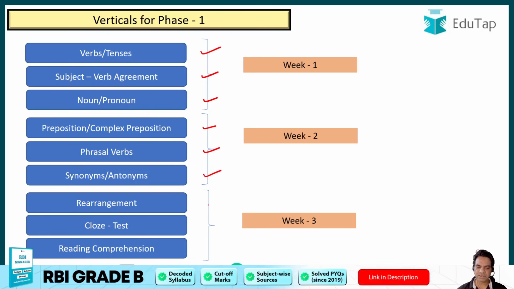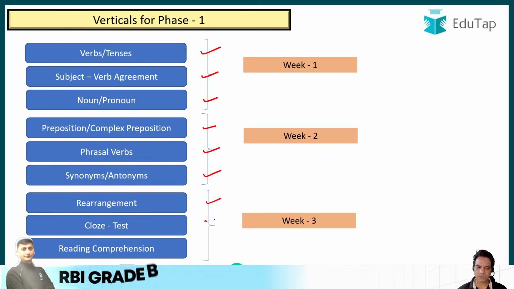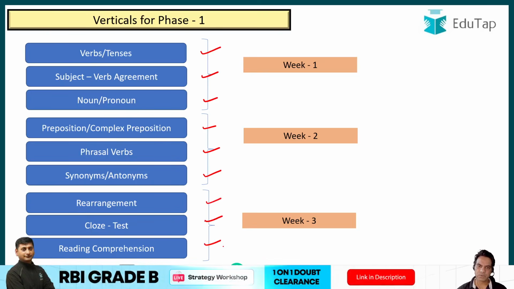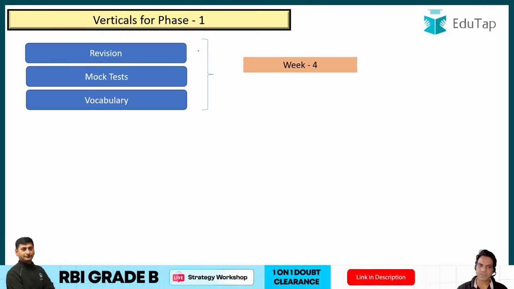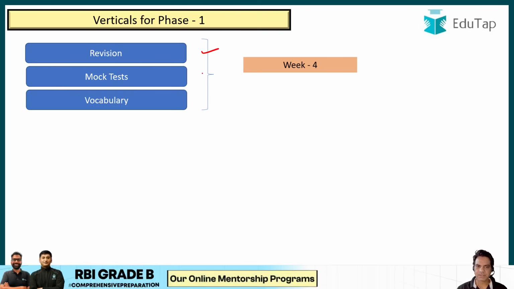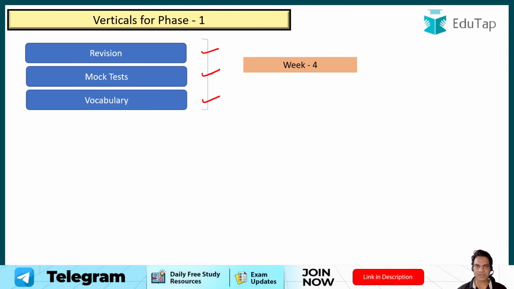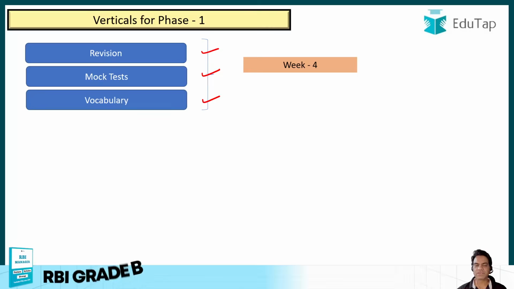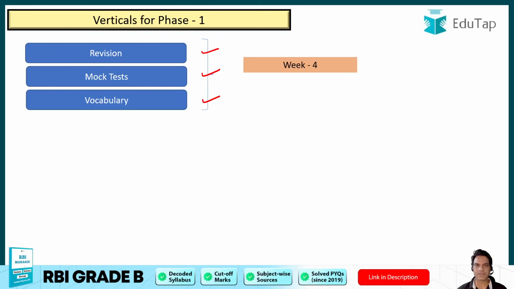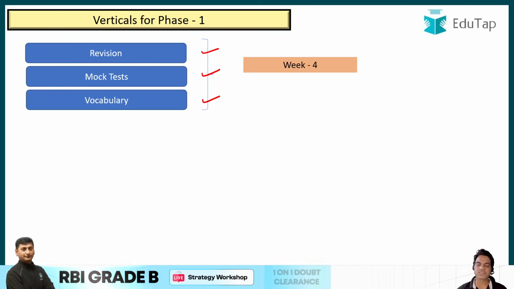And then week 3 should be about rearrangement, cloze test, and reading comprehension. Once you're done with all these parts in the first 3 weeks, the last week should be complete revision of what you have learned, rigorous mock tests, and revision of vocabulary. You know what you read in your daily editorials, articles, note down those vocabulary words and try to save them in your PC and try to recollect them with the help of revision on every weekend, and try to use them in your day-to-day lives.